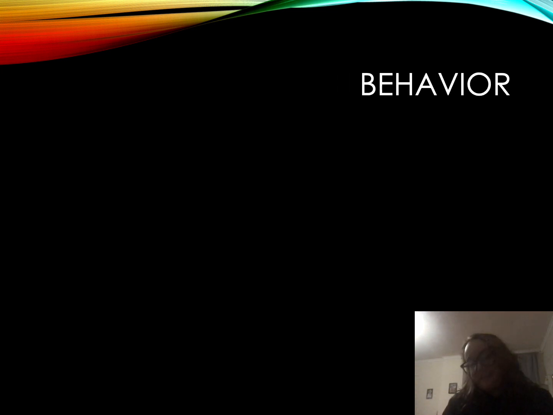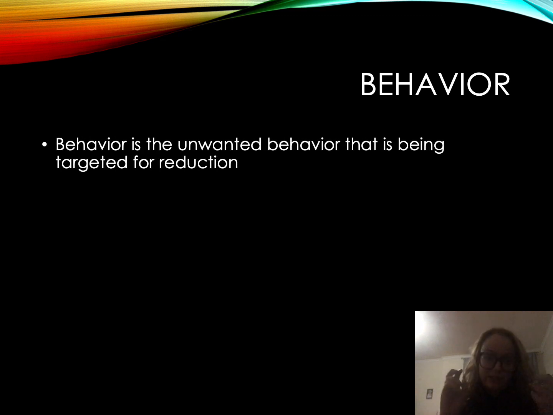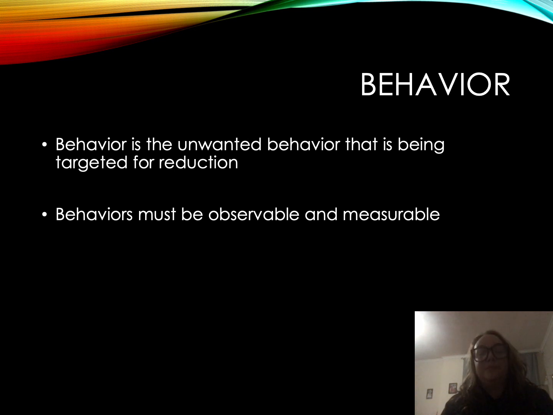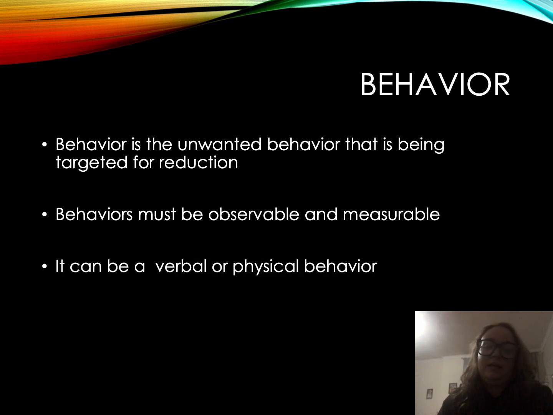So the B obviously is going to be behavior. That's the unwanted behavior that is being targeted for reduction. Now, behaviors must be observable and measurable. That is really important. We've struggled sometimes with things that you can't really measure, so that is really important when it comes to ABA. And again, it could be physical, such as a SIB, self-injurious behavior, or harming somebody else, or it could be verbal, a non-compliance, not following through with the direction.